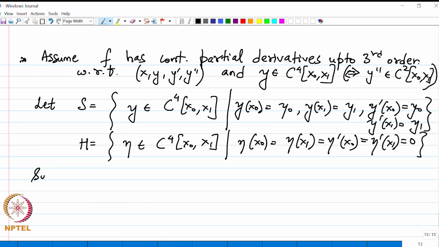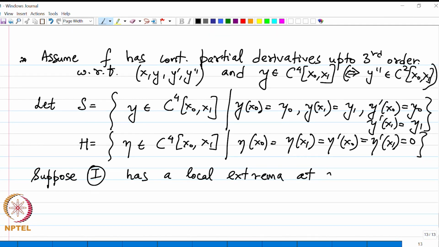So, suppose 1 has a local extrema, right. It has a local extrema at, let us say, the function y which is in S, and let us say that the perturbation to this extrema is y hat, which is given by y hat is equal to y plus epsilon eta, right. So, this is my perturbation to this function, right.